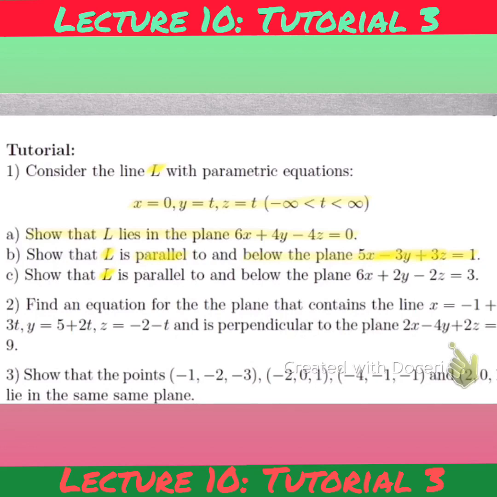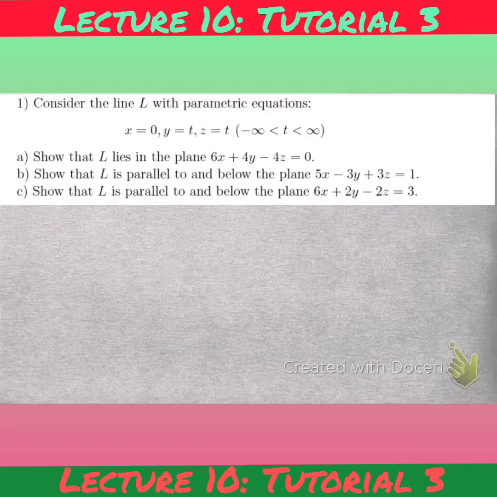And we are asked to show that L is also parallel to and below the plane 6x plus 2y minus 2z equals 3. Alright, now I just have to apologize. There is a typing error here. That should be above the plane.